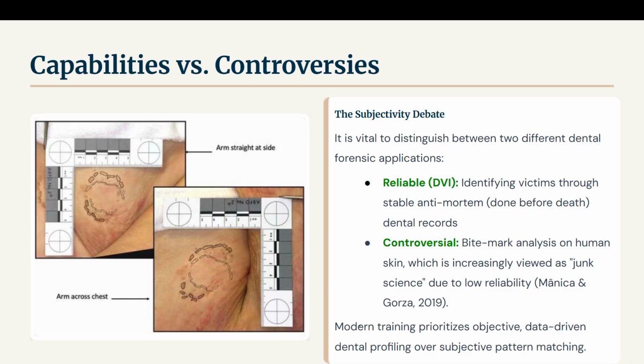Human skin is elastic, it stretches, swells, and heals, making it a terrible shifting canvas. Declaring a match between a skin bruise and a suspect's teeth is highly subjective, which is why modern academic training is actively backing away from it to prioritize data-driven dental profiling.